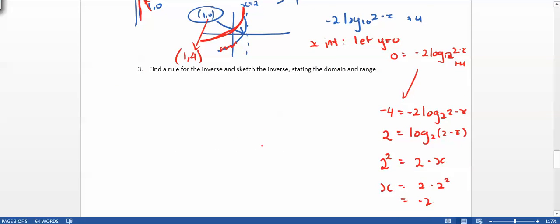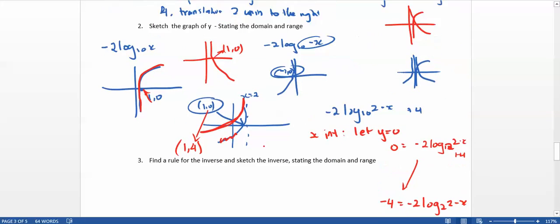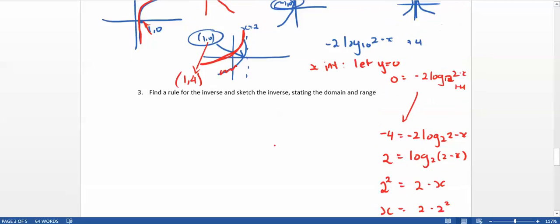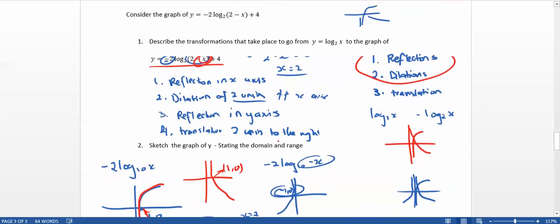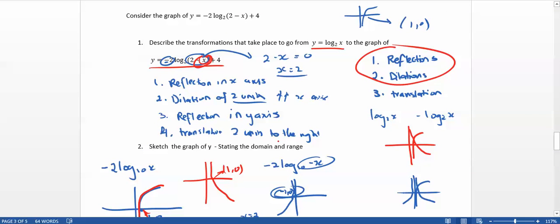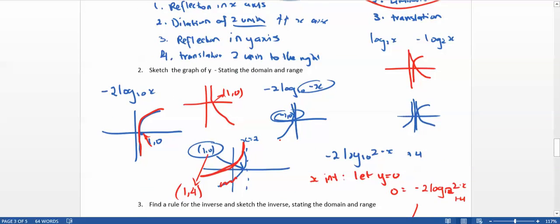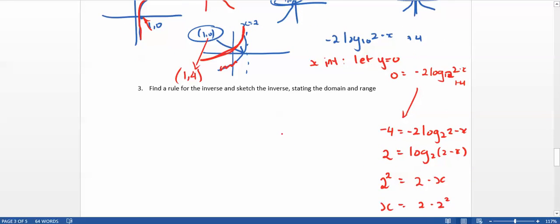And then do the same for the y-intercept. Y-intercepts tend to be easier because for the y-intercept, let x equal 0. Okay, I've got therefore -2 log to the base 2 of 2. Anything to the... so that's the same as -2 plus 4, which is 2. So the y-intercept is 2.